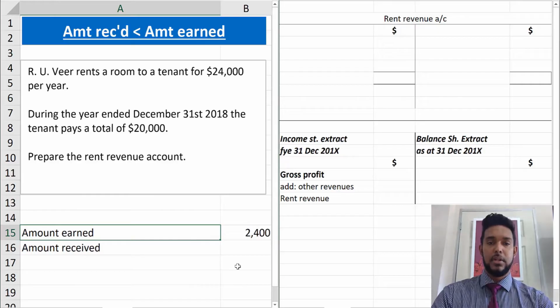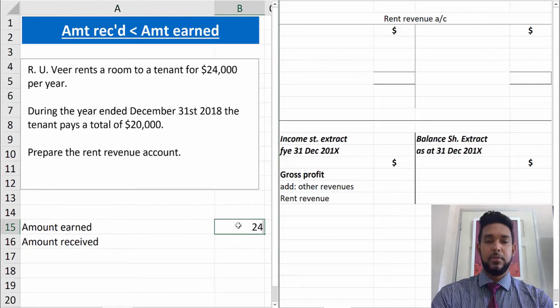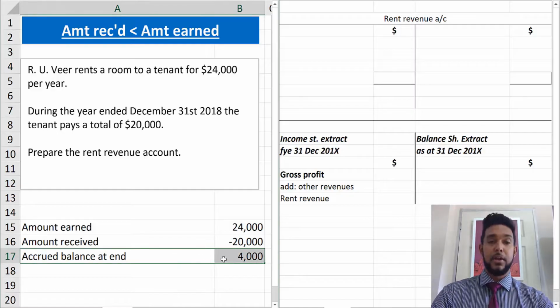Okay, hold on. Let me just zoom out slightly. All right. Right, so $24,000. Okay, and we received $20,000. So 24 minus 20 will actually give us $4,000. And that's going to be an accrued balance at end.